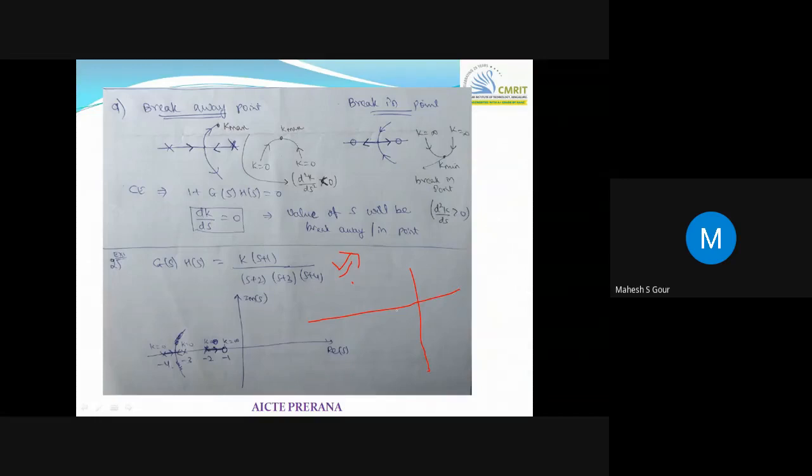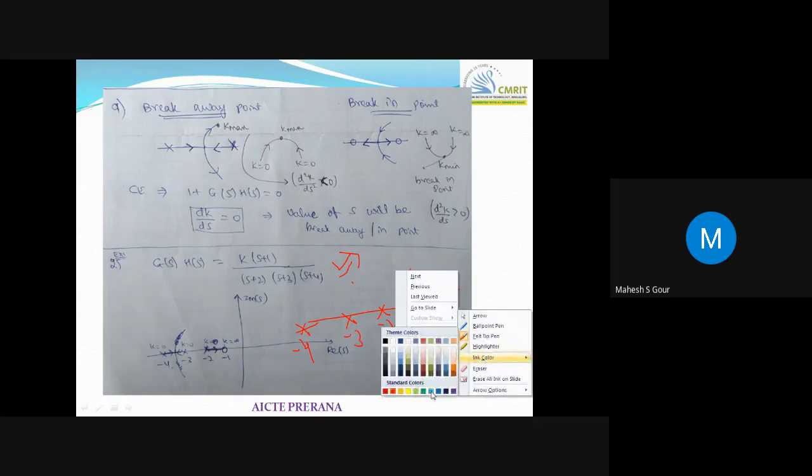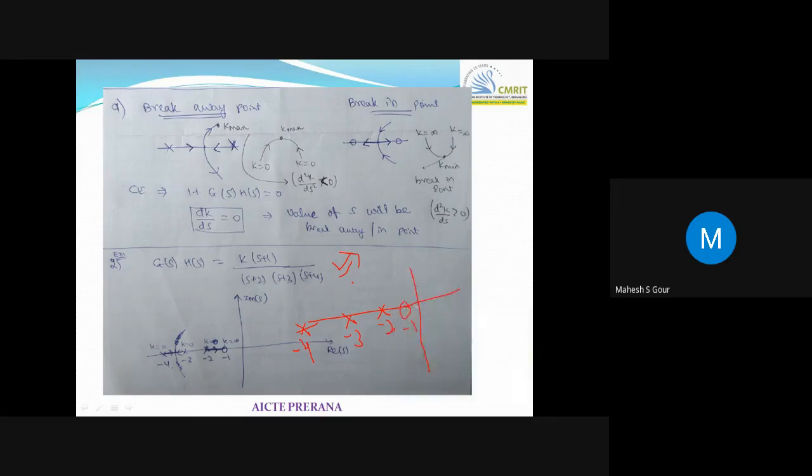See, your first pole is at -2, the second pole is at -3, the third pole is at -4, and the zero is at -1, right? So till here everyone is thorough, right? Now when I check the area right-hand side of -1, there is no pole, no zero, so there won't be any root locus.